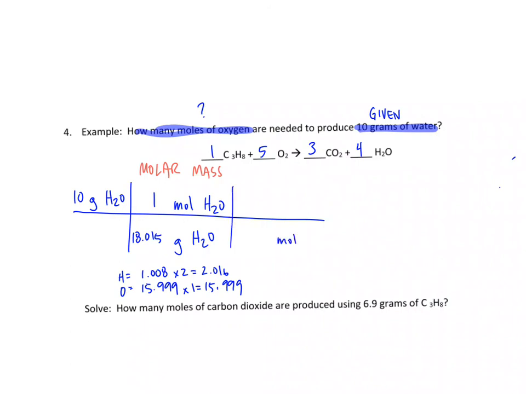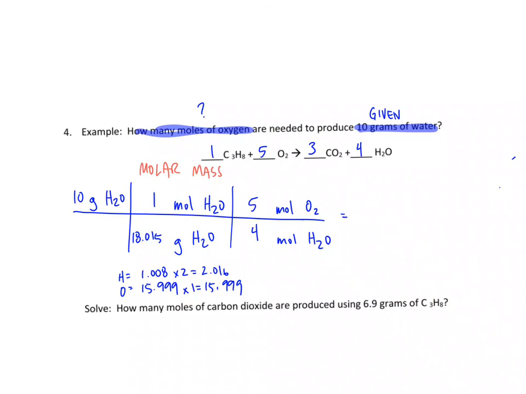Now, I need to take this one step further. So moles of water, and now I use my mole ratio to go from moles of one substance to moles of something different. So when I look at my equation, my coefficients, I've got 5 moles of oxygen and 4 moles of water. So my ratio is 5 to 4. So now I do the math.